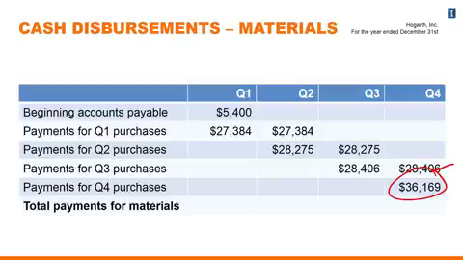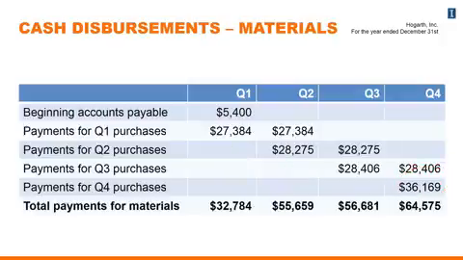Summing up each quarter's total disbursements for materials yields the total that we pay in each quarter. In quarter one, we have paid the beginning accounts payable as well as half of what we purchased in the current quarter. That totals $32,784. In quarter two, our disbursements are much higher for materials. Totals $55,659. And in quarter three and quarter four, there are respective amounts for disbursements for materials there as well.